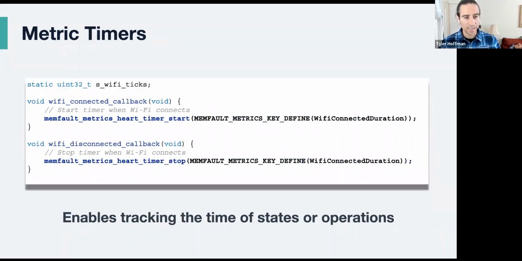So that's a counter. The next thing is a timer. It's basically a counter, but we have a helper function that allows you to count time. Generally time on your system is either going to be milliseconds since epoch or ticks. And so here we're counting the amount of time that the Wi-Fi is connected. It's going to start and then stop when the Wi-Fi is connected and disconnected.